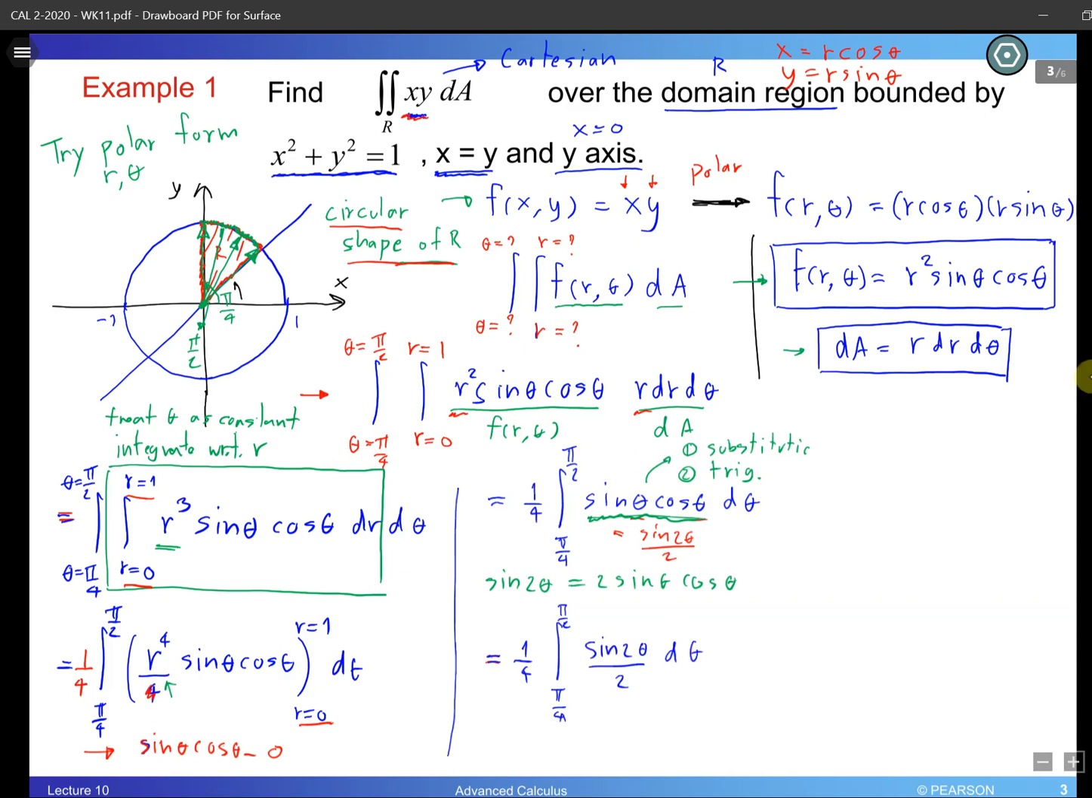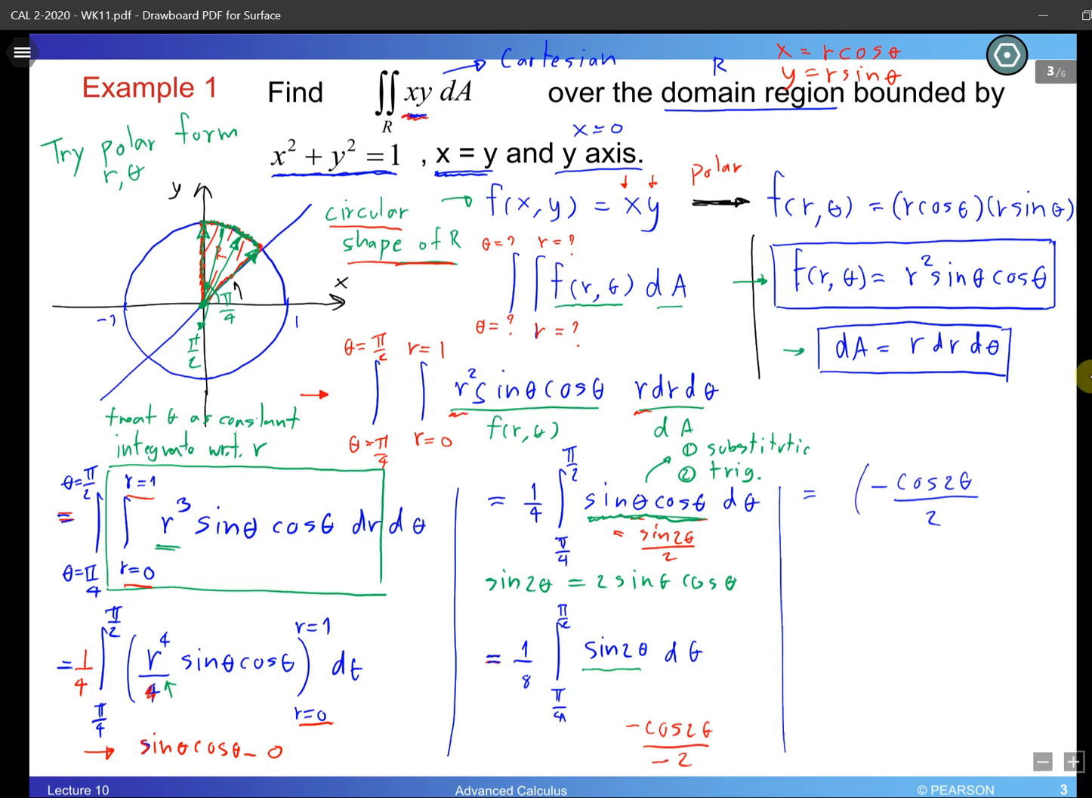Okay, and what about I get rid of this 2 and move it outside? This becomes 8. All I need to do now is to integrate this sine 2 theta with respect to theta, and this should be easy. This is supposed to be equal to minus cosine 2 theta over 2 when I integrate this. Integrate sine, you get minus cosine, and the 2 right here comes from the inverse chain rule.